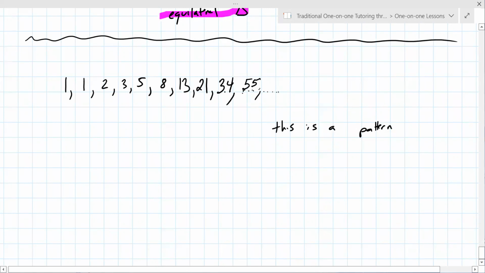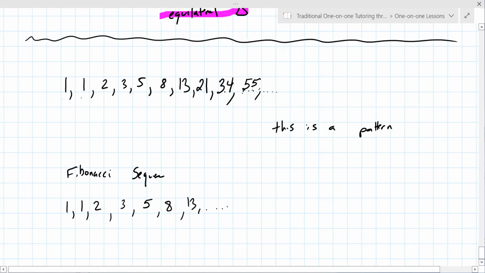Okay, so this is called the Fibonacci sequence. It's the most famous one of them. The way it works is you take the previous two numbers and you add them up. So to get the next number, you add up 1 and 2. Then you take 2 and 3 and add them up. Then you take 3 and 5 and add them up. And then you take 5. Okay, and that's what it is.